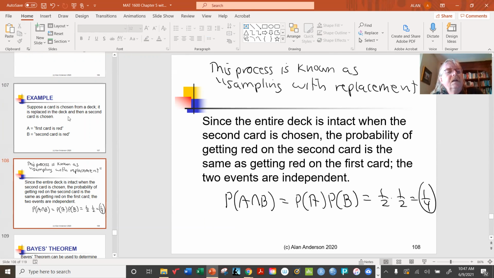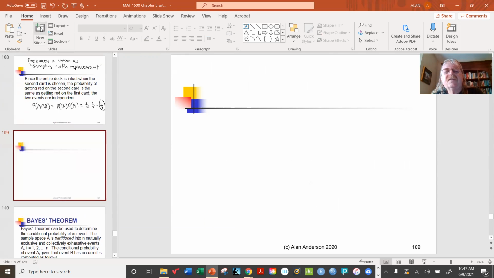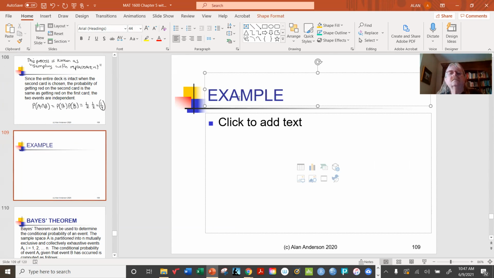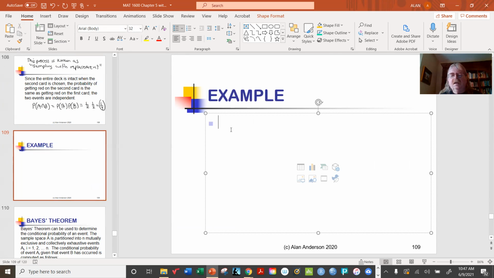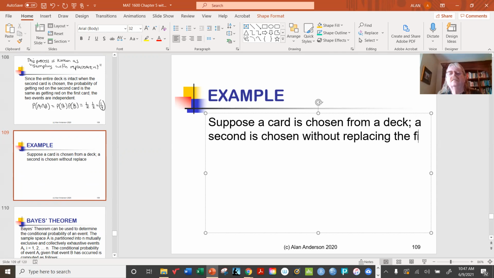Okay, now let's try another case though that will help us understand why this multiplication rule is so important. Suppose a card is chosen from a deck. A second card is chosen without replacing the first card. And again, A means the first card is red. B is the second card is red.